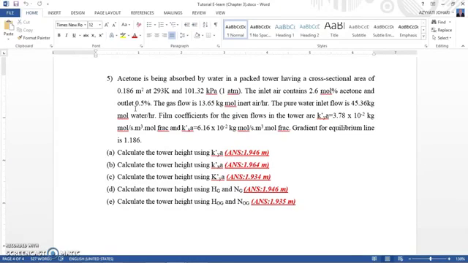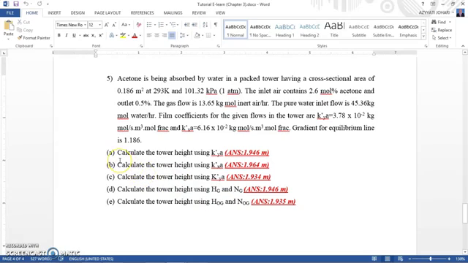3.78 times 10 to the power of minus 2 kgmol per sm3 mole fraction. And for the single mass transfer coefficient for liquid phase is 6.16 times 10 to the power of minus 2 kgmol per sm3 mole fraction. The gradient for the equilibrium line is 1.186, and these are the question, which is to calculate tower height using K prime YA, K prime XA, K capital prime YA, HG and NG, and also HOG and NOG.